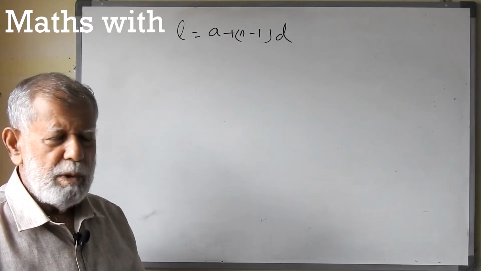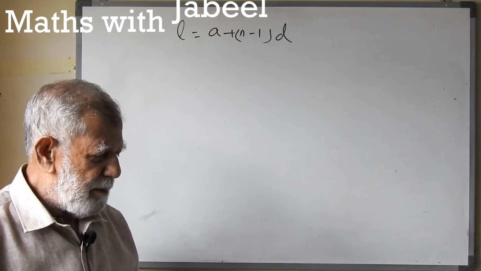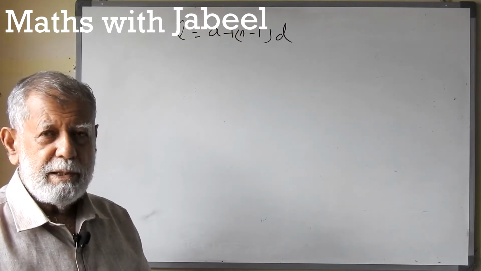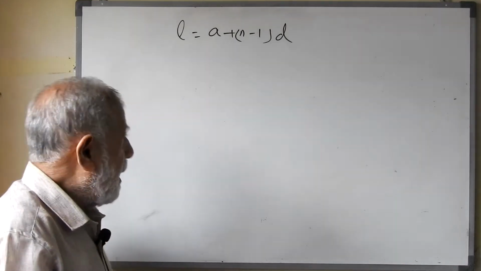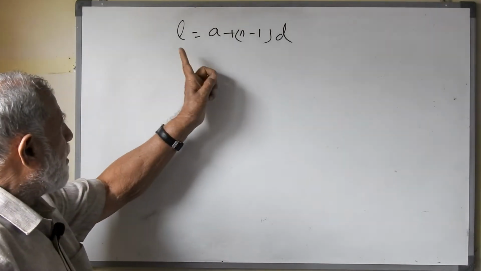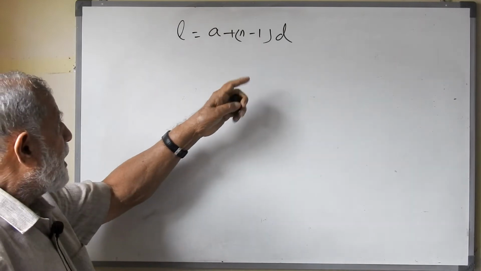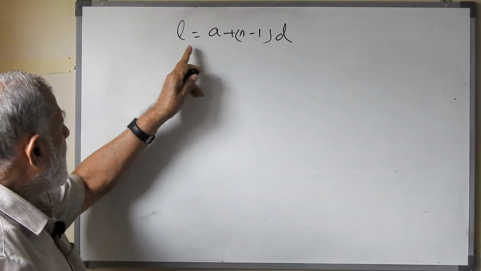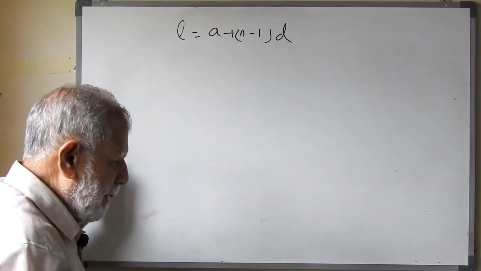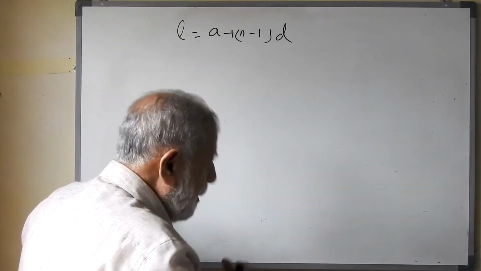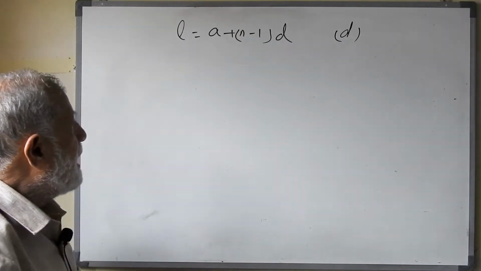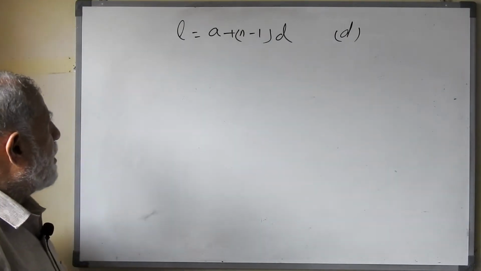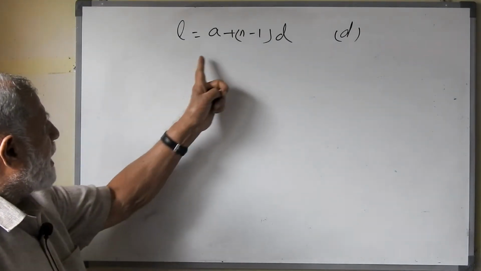I want to continue on formulas, having a few more formulas that are very important for us to learn how to change the subject. We'll take this formula. These are very important formulas coming on arithmetic progression. So L is equal to A plus (n minus 1) D. Here we have to make D the subject. So D is on the right hand side.